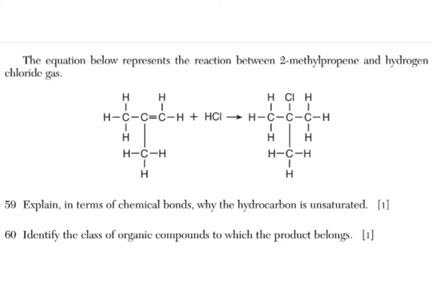Let's see this question over here. Explain in terms of chemical bonds why the hydrocarbon is unsaturated. Well, the only hydrocarbon that I see here is this one over here, and it is unsaturated because it has a double bond. Identify the class of organic compounds to which the product belongs. Here's the product, and it is carbon, hydrogen, and a halogen attached to it. So this entire compound belongs to the group of halides.